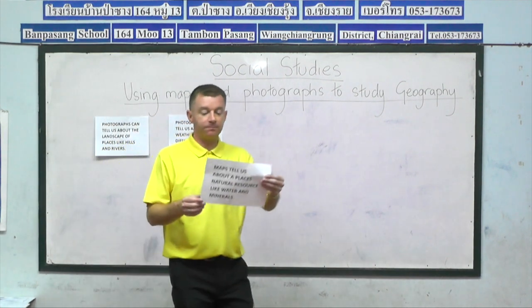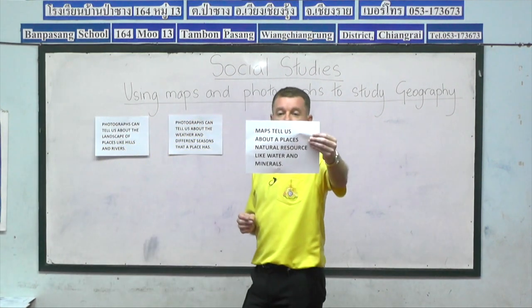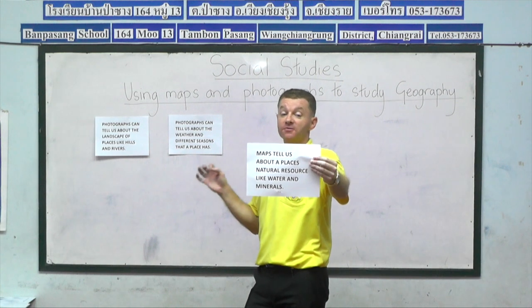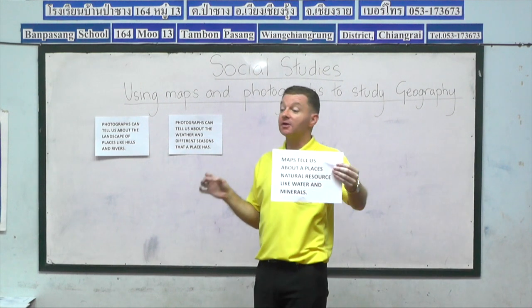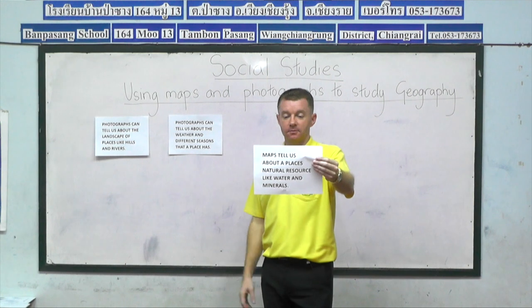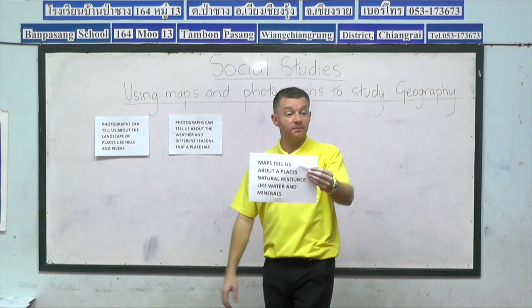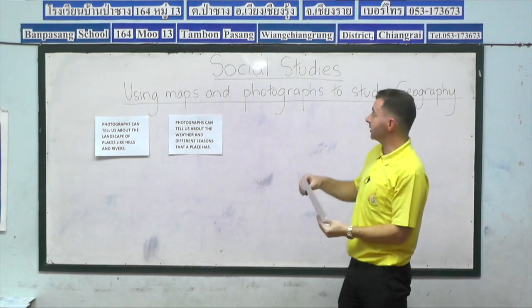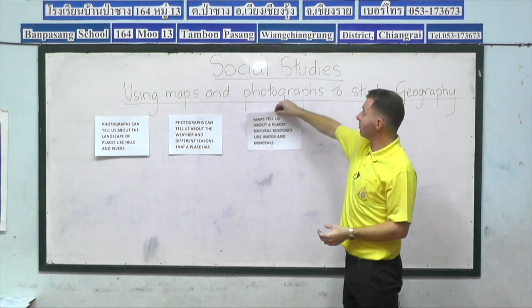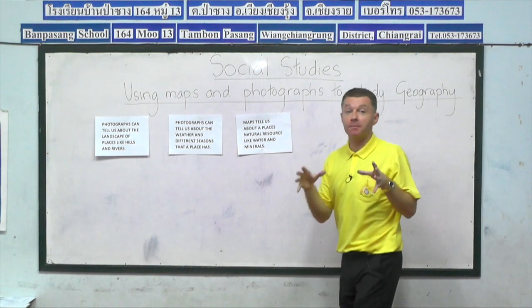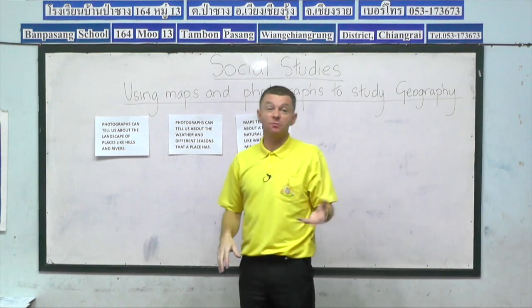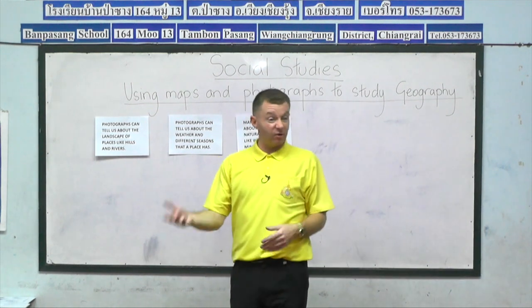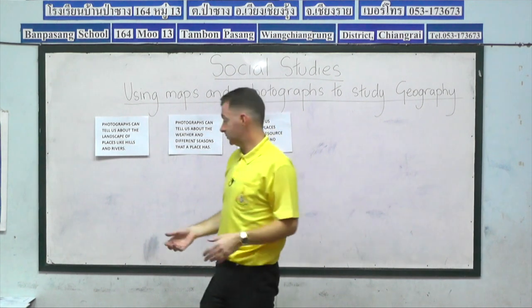And then our next, we have maps. Maps tell us about a place's natural resources, like water and minerals. Yes, similar to landscape. A map or a photograph can tell us what type of things a place has. Looking at rivers, it has water. Looking at trees, it has vegetation.